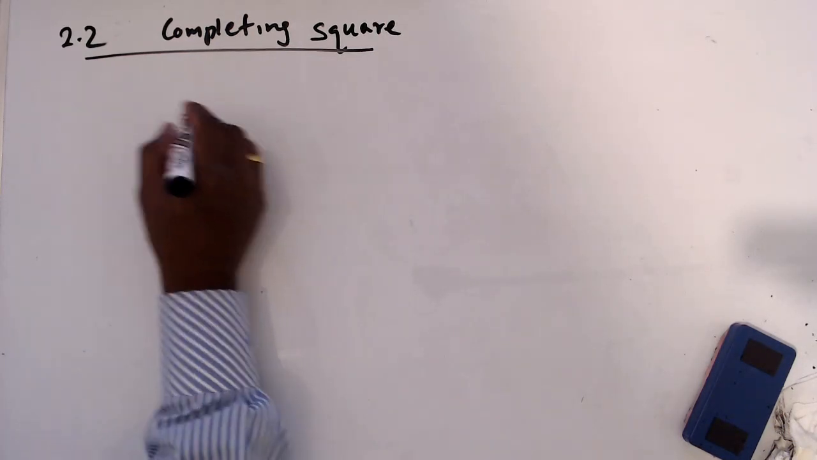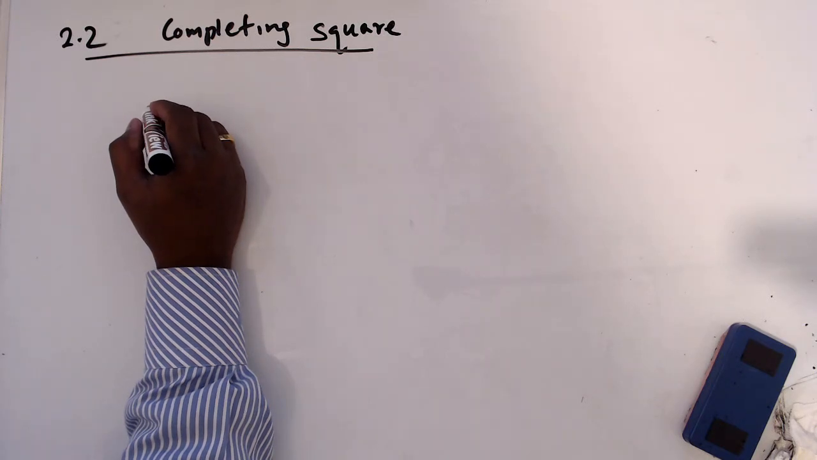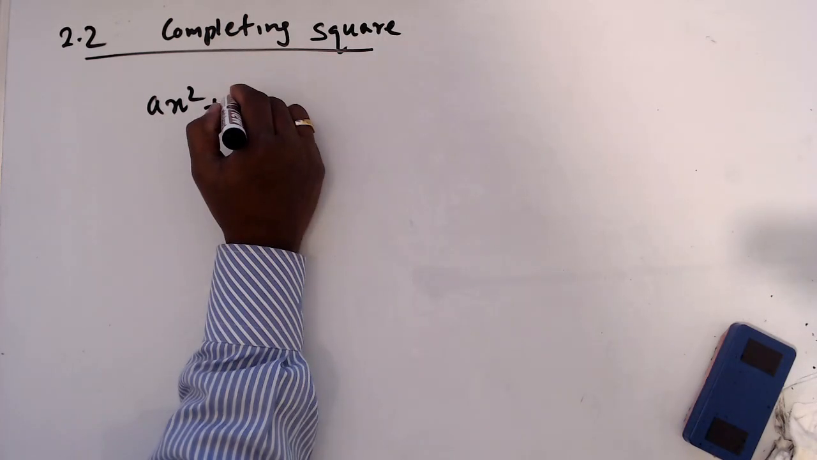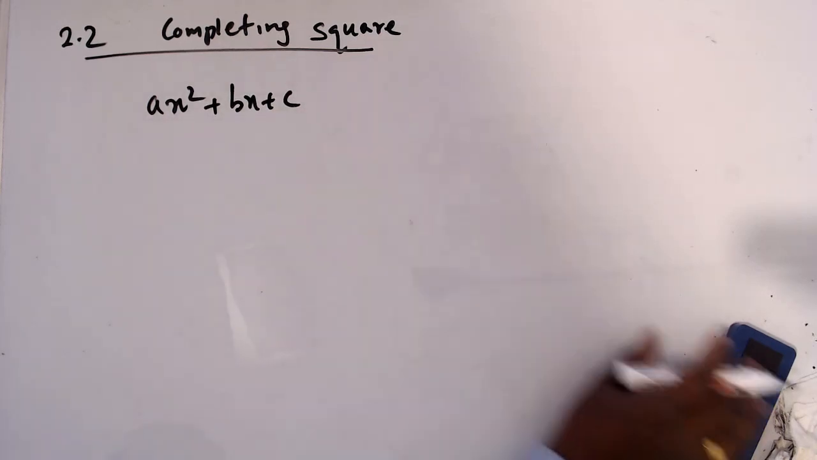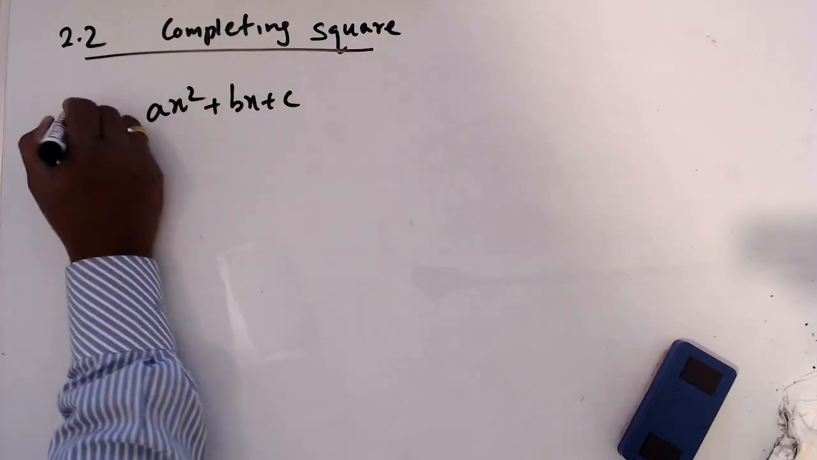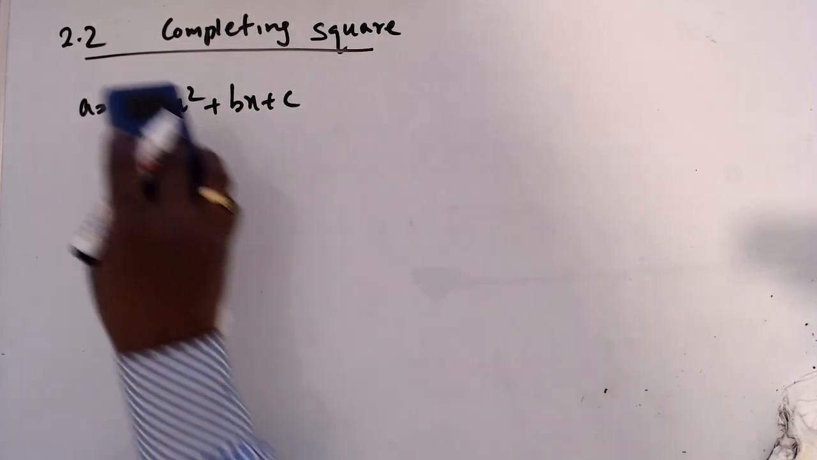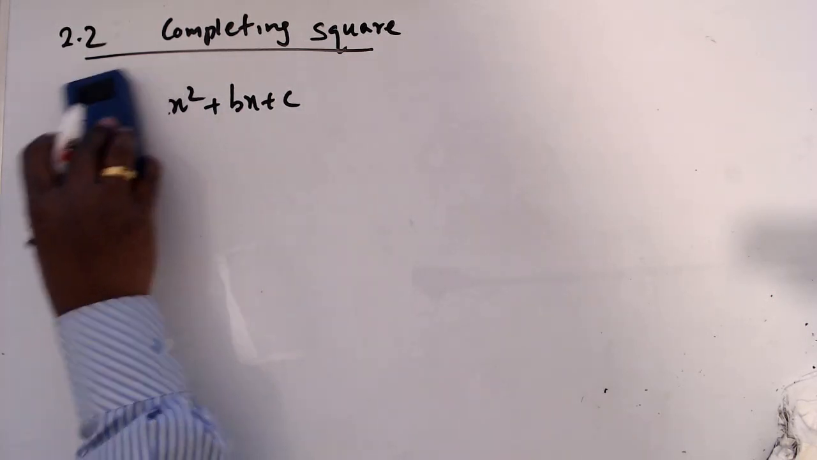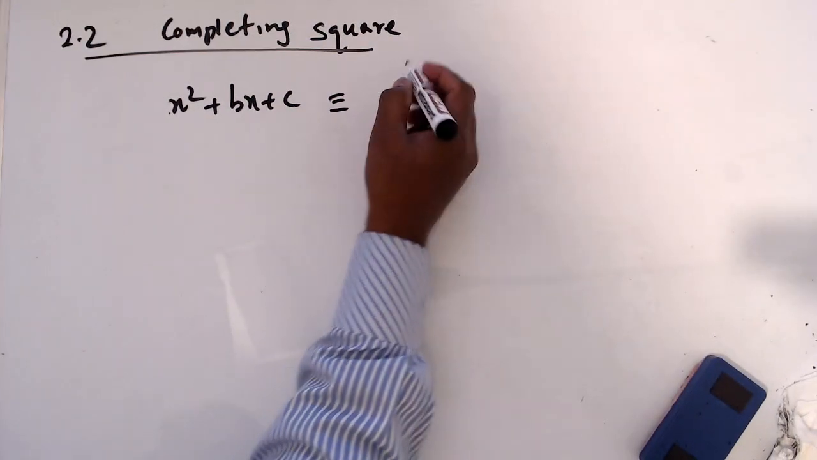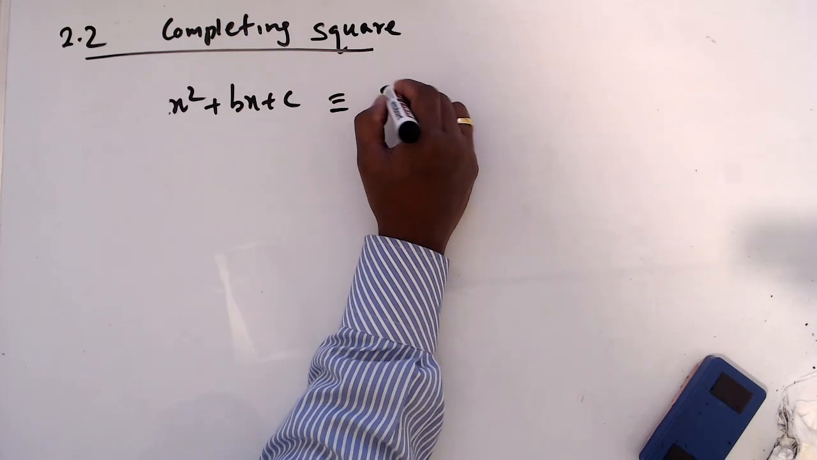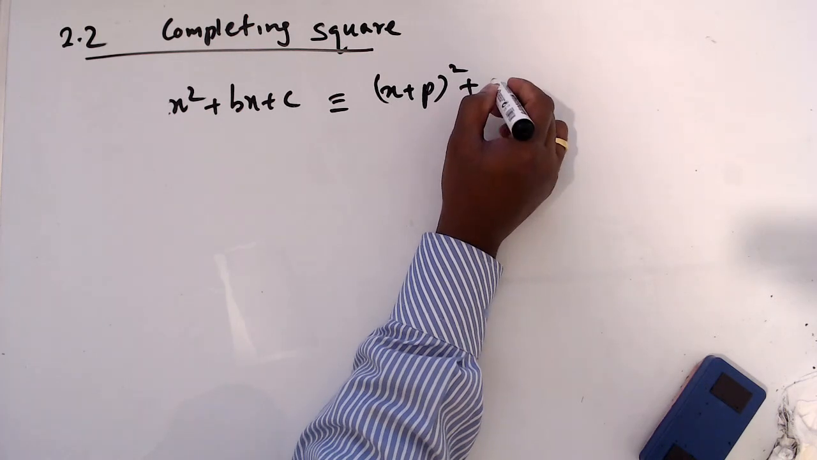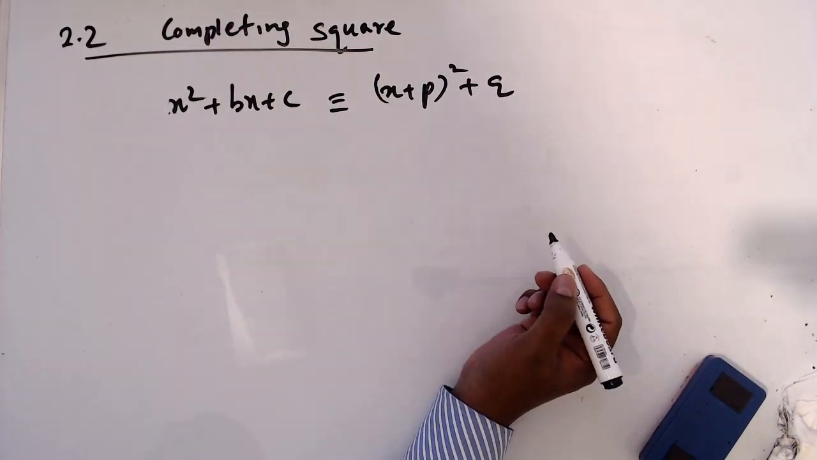Completing the square, 2.2, we'll discuss. If we have a quadratic expression like this, x squared plus bx plus c, without an a, or if a is there, a has to be 1. So if we have x squared plus bx plus c, then we can write it in the form (x plus p) squared plus q. So this is the form.